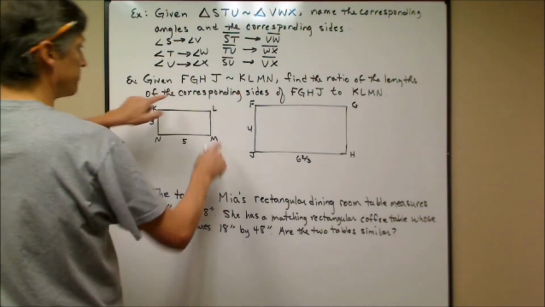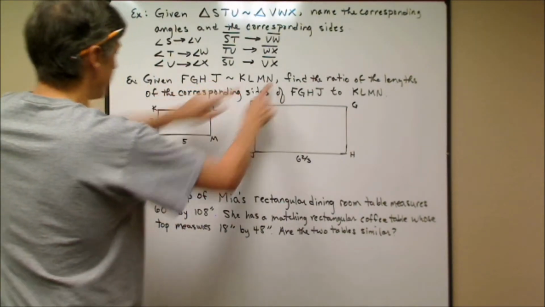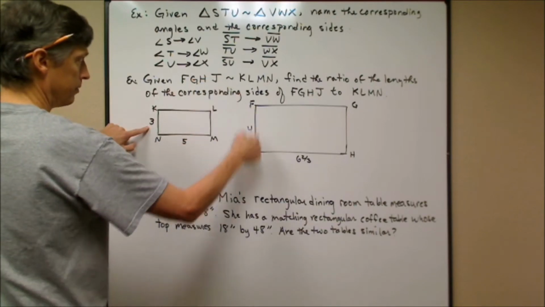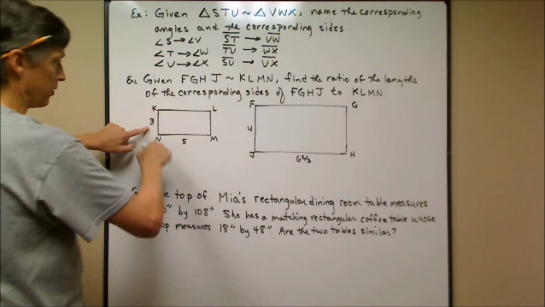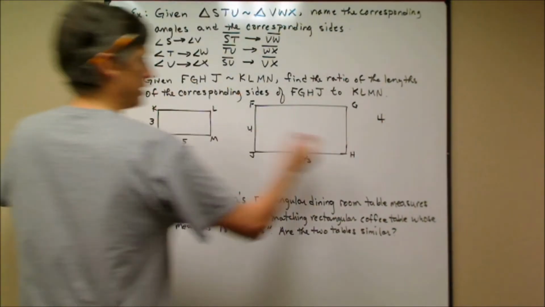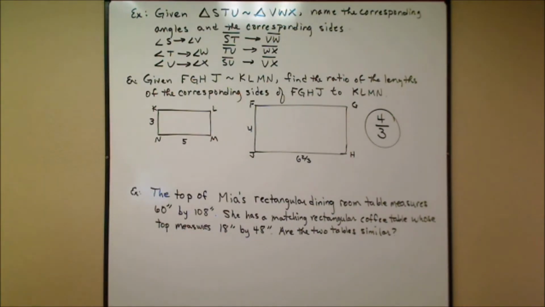Well, look right here. FJ, that's this one, and KN, that's this one. You see how they correspond? FJ corresponds to KN. Well, their sides are 4 to 3. And that's my answer right there. Don't change it into a mixed number. They want it as a ratio, so we're going to leave it in fraction form. That's my answer, just that simple.